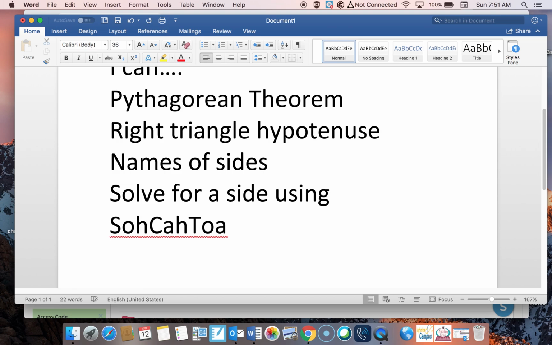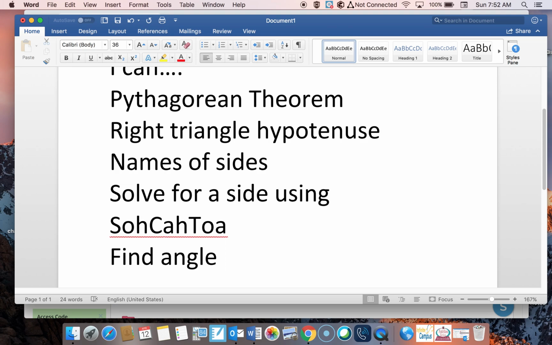Let's see. To find an angle, you need to know that you hit this second button. Second sine, second cosine, second tan, to find an angle using right triangle trigonometry.